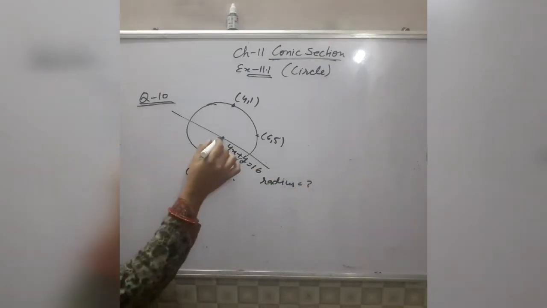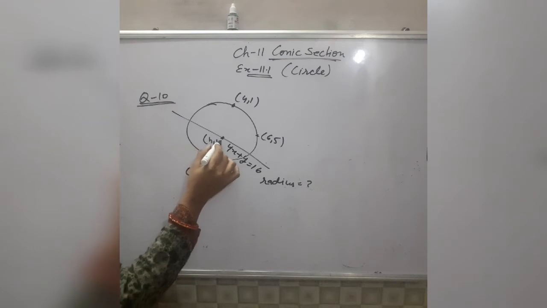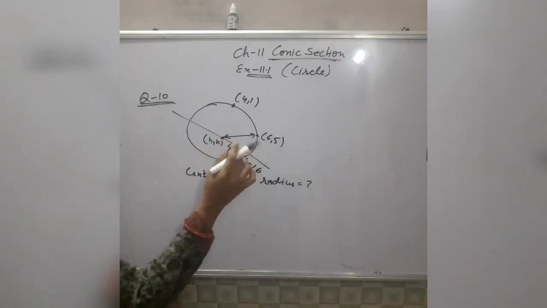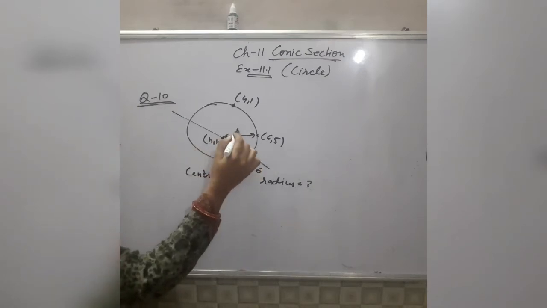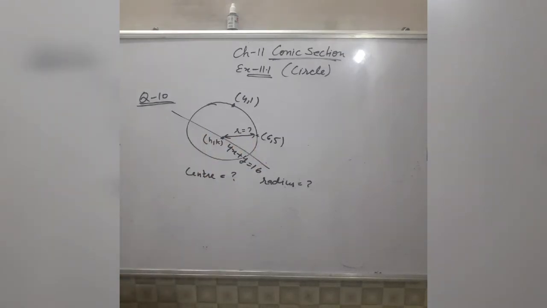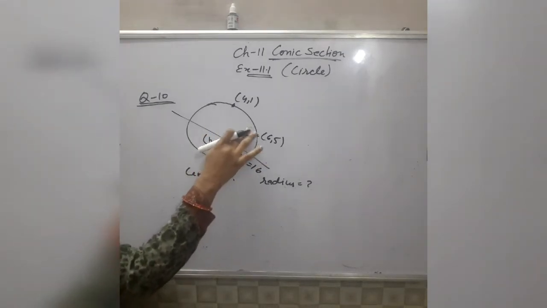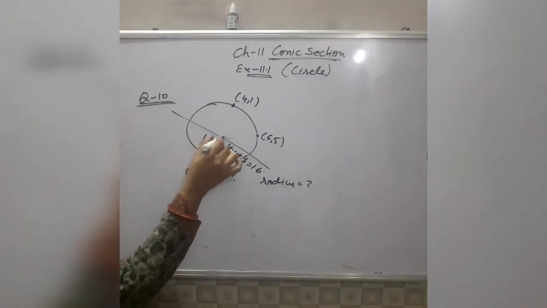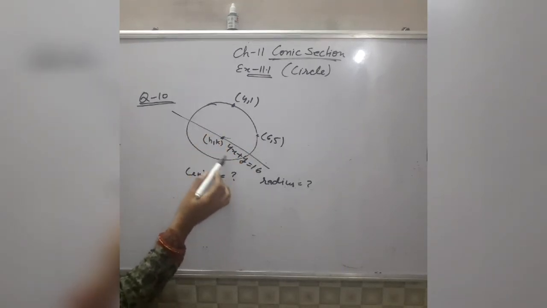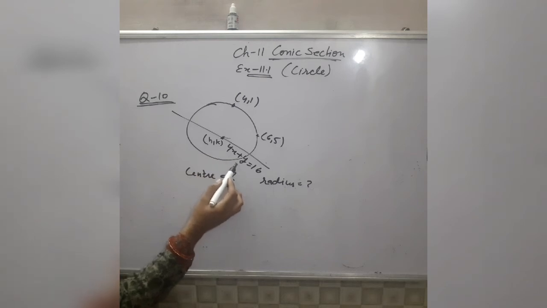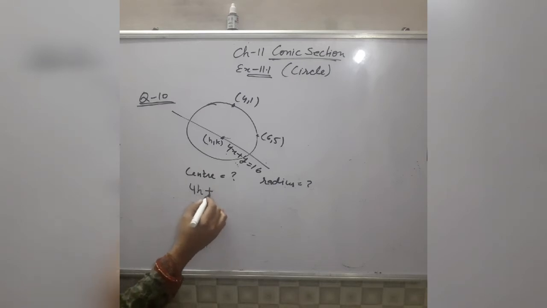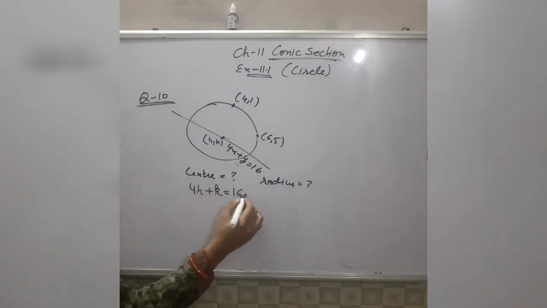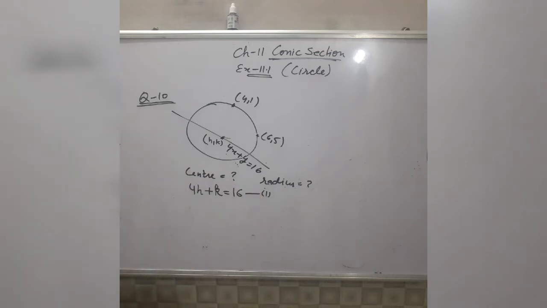Now if you have found the center of the circle, then with the help of the distance formula you can find the distance between these 2 points and it gives you the radius. So firstly we will find out the center. Let us suppose that the center of the circle is (h, k). This center lies on this line, that's why it satisfies this equation. So in this equation, in place of x and y, put these coordinates. Then you will get 4h + k = 16. This is one equation in h and k.